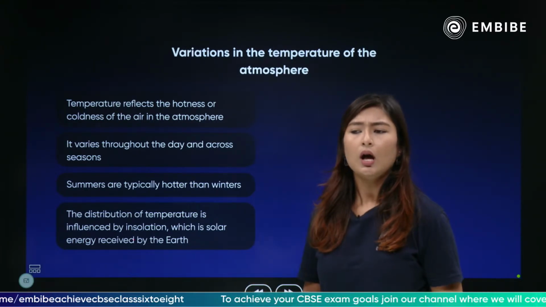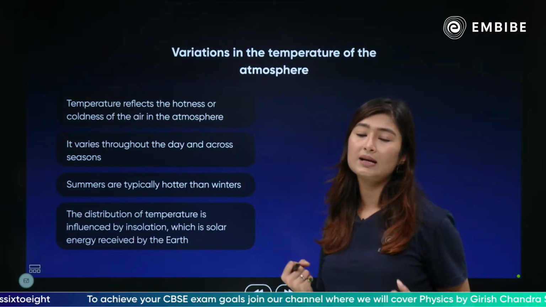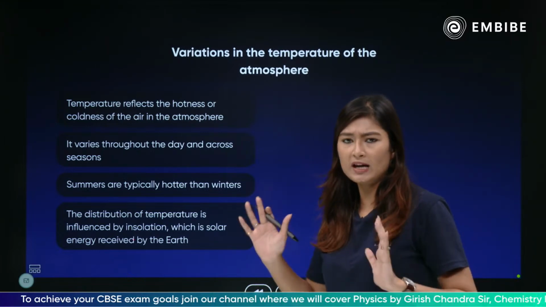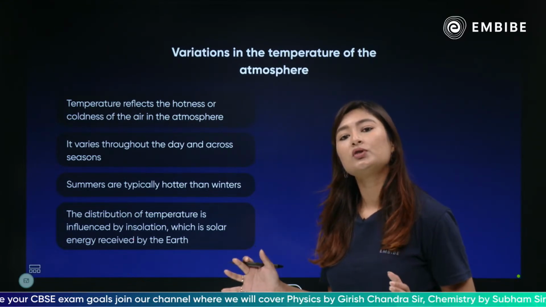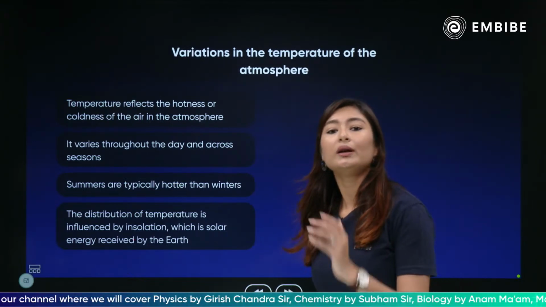The distribution of temperature is influenced by insolation, which is the solar energy received by Earth. It's very simple. The more amount of solar energy, the more amount of sun rays Earth receives, wherever, in whichever part of the earth, that portion will be hotter. The less amount of sun rays it will receive, the cooler it will be.